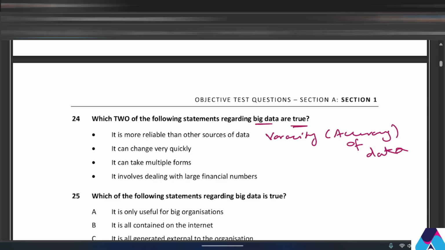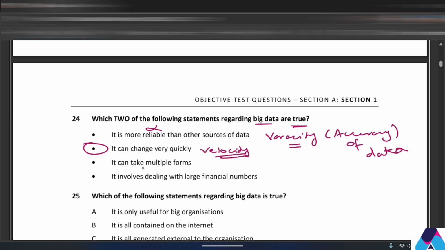You have to confirm that information. You have to verify it. So veracity, what we call accuracy, is a big challenge for big data. Therefore you cannot say that it's reliable. Okay. It can change very quickly. Yes. Remember one of the 5 V's, velocity. Velocity means speed, right? So that is correct, it can change very quickly.